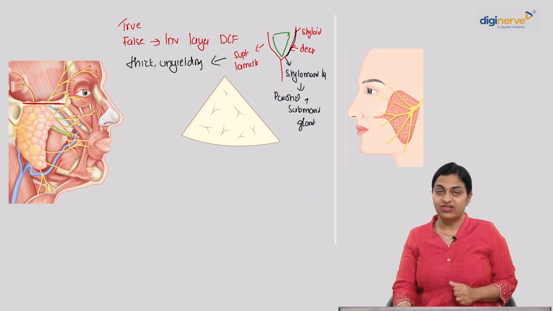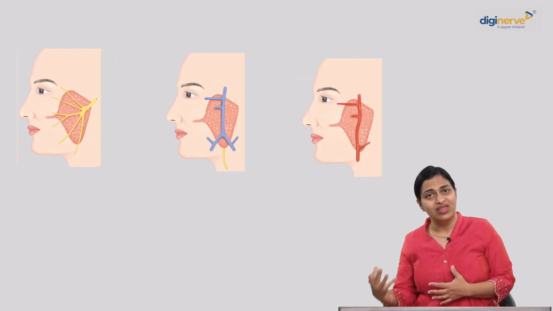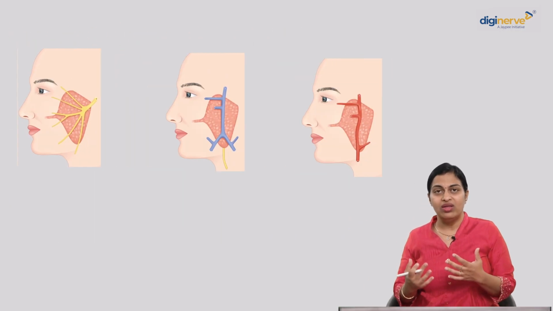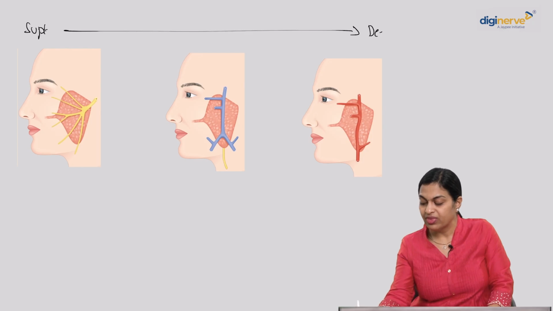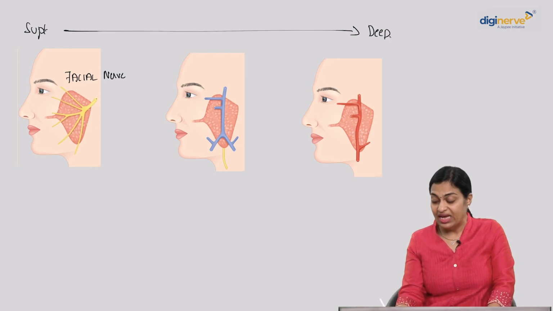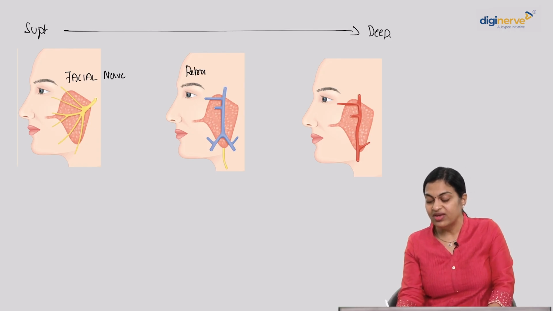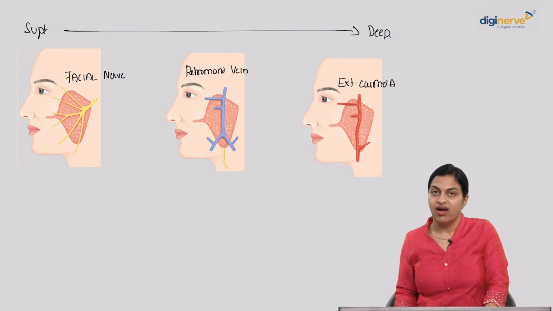So yes, that was asked recently. Okay. And then what are the structures that lie within the parotid gland? The one that is more superficial, close to the surface. So from superficial to deep. More superficial will be the facial nerve. And deep to that is the retromandibular vein. And on a deeper plane is the external carotid artery.